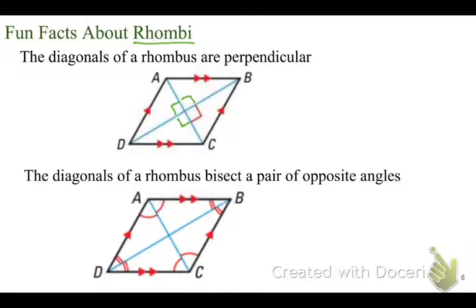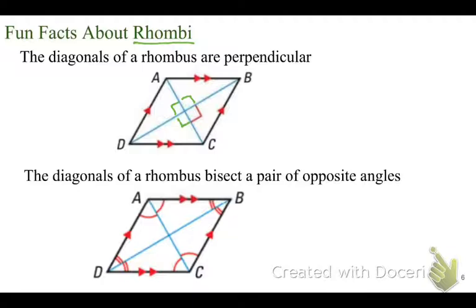Now, a parallelogram doesn't necessarily have diagonals that are perpendicular, and most often it doesn't. So a rhombus is special. It is different from a parallelogram because its diagonals are perpendicular.